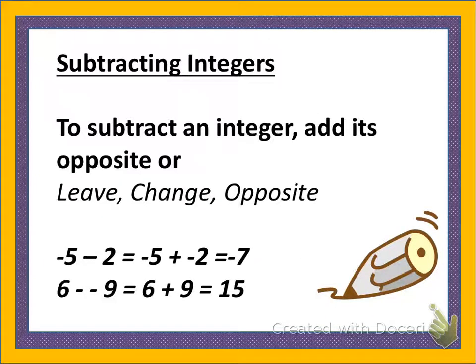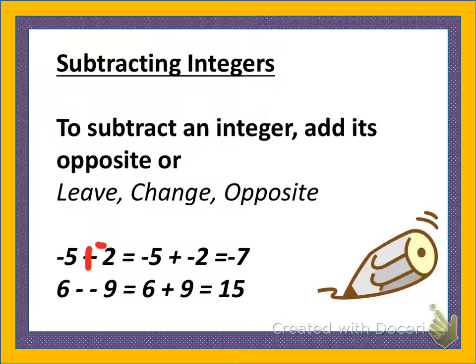For subtracting integers, you're to subtract an integer, add its opposite, or leave, change, opposite. Keep change flip is another way you might have heard this. So if you have negative 5 minus 2, you would have negative 5 plus a negative 2. You see, keep change flip. Keep change switch is another way maybe somebody taught you. So you'd have negative 5 plus negative 2, which again you have the same sign, so you add them together and you get negative 7.